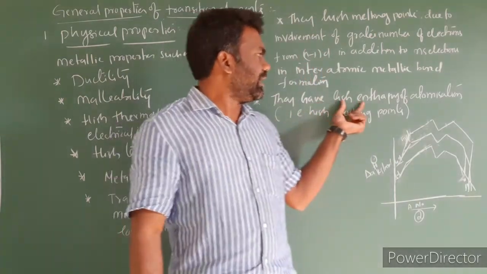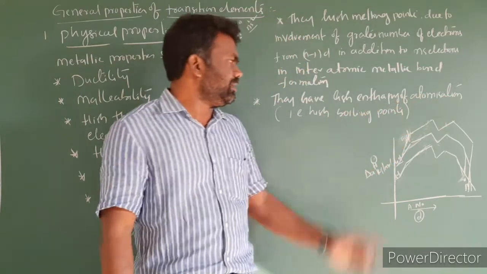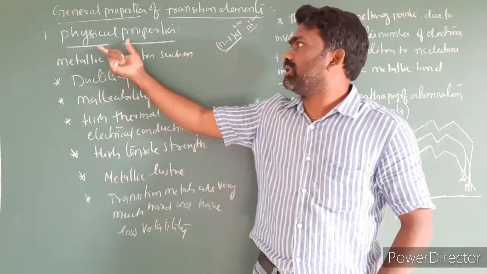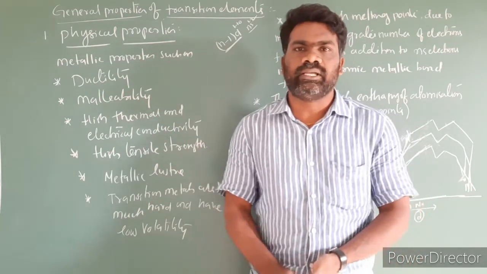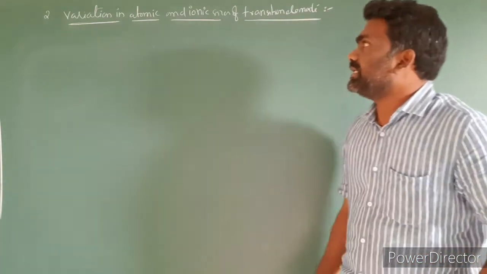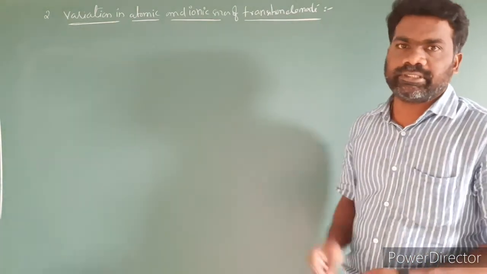So they have high enthalpy of atomization and high boiling points. So these are the physical properties of transition elements. Next, the second property: variation in atomic and ionic sizes of transition elements.